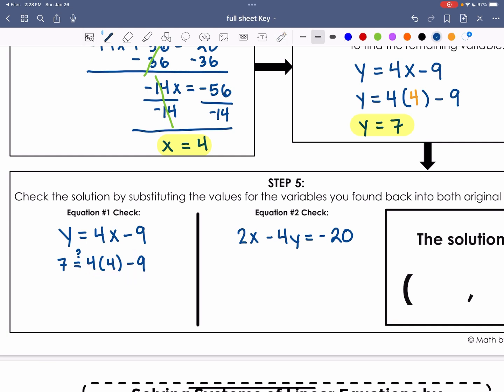But 4 times 4 is 16, take away 9 is 7. 7 does equal 7, so that checks out. So far, so good. But our values need to work in both equations.